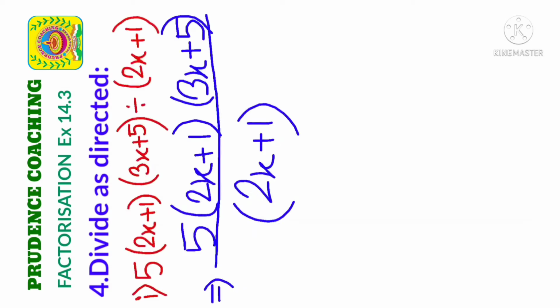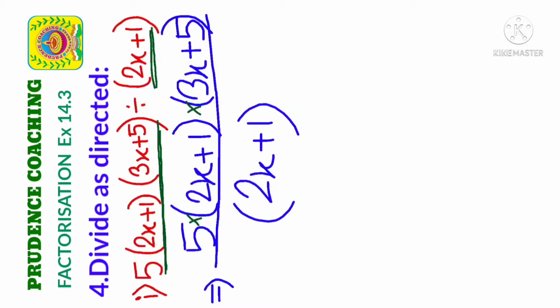My dear students, let's start with sum number 4 Roman 1. Here you are asked to divide this by this. So you are going to write this in the numerator, and this one by which you are going to divide, you are going to write in the denominator. As you can see here, between 5 and bracket we don't have anything. That means here we have multiplication. Between this bracket and this bracket we don't have anything. That means here we have multiplication.